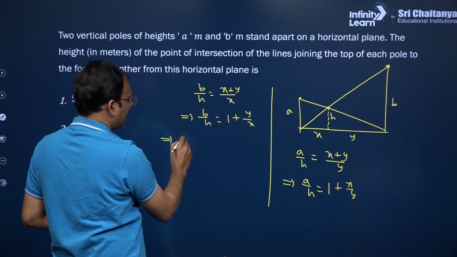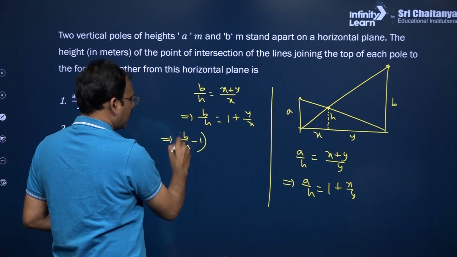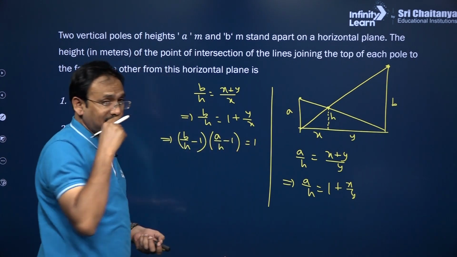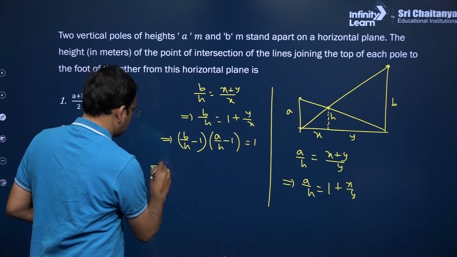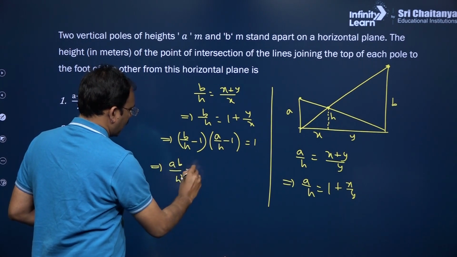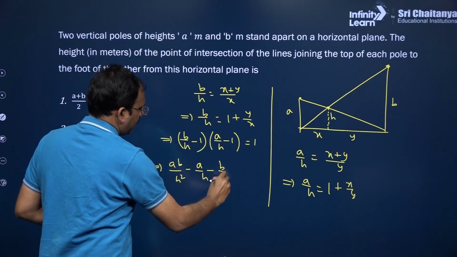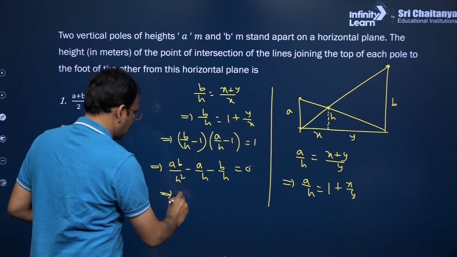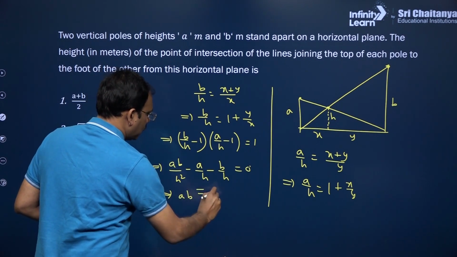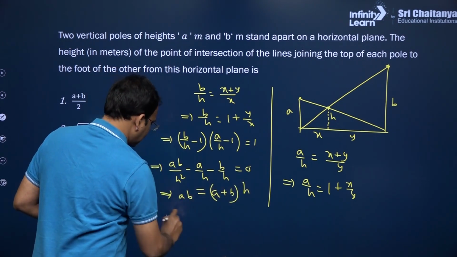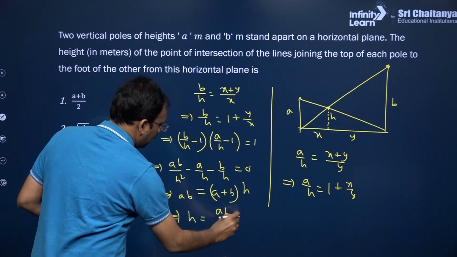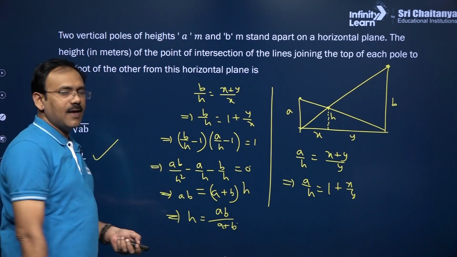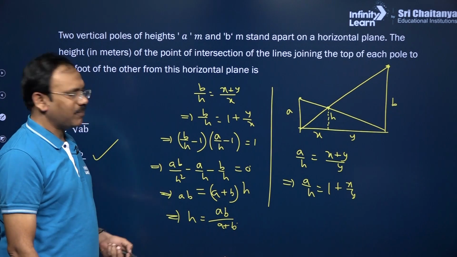So, one thing is clear, my dear friends: b by h minus 1 is y by x, a by h minus 1 is x by y, and this product is 1. If this product is 1, you just see, ab by h square minus a by h minus b by h plus 1 is equal to 1, which is 0. You multiply with h square and you will get ab equal to (a plus b) into h, and hence, friends, h is ab by a plus b. That's all. So, in that case, h is going to be ab by a plus b. That's it. Simple application, right?